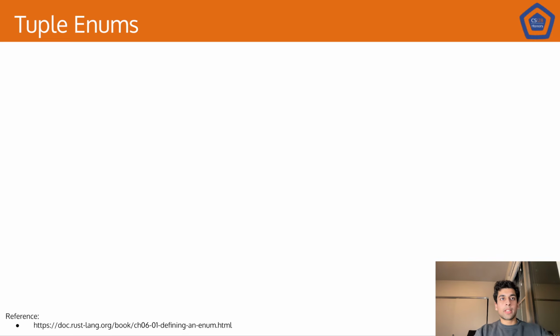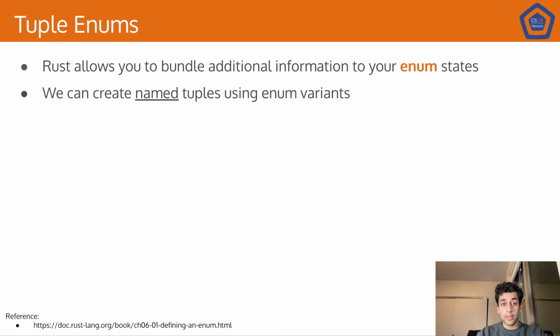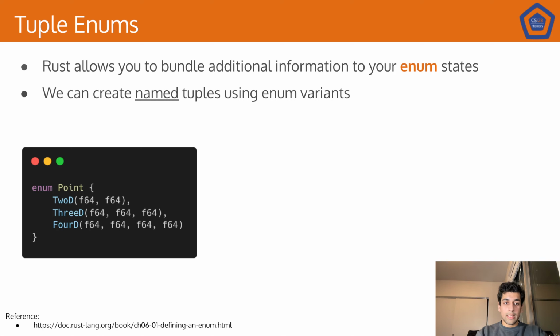Okay. So I'm going to briefly cover tuple enums because that is what some and both result types are. So Rust allows you to bundle additional information into your enum states. So we can create named tuples using our enum variants. So in this example, we're creating a point enum that can either be 2D, 3D, or 4D, and we have a tuple that is attached to our enum state.